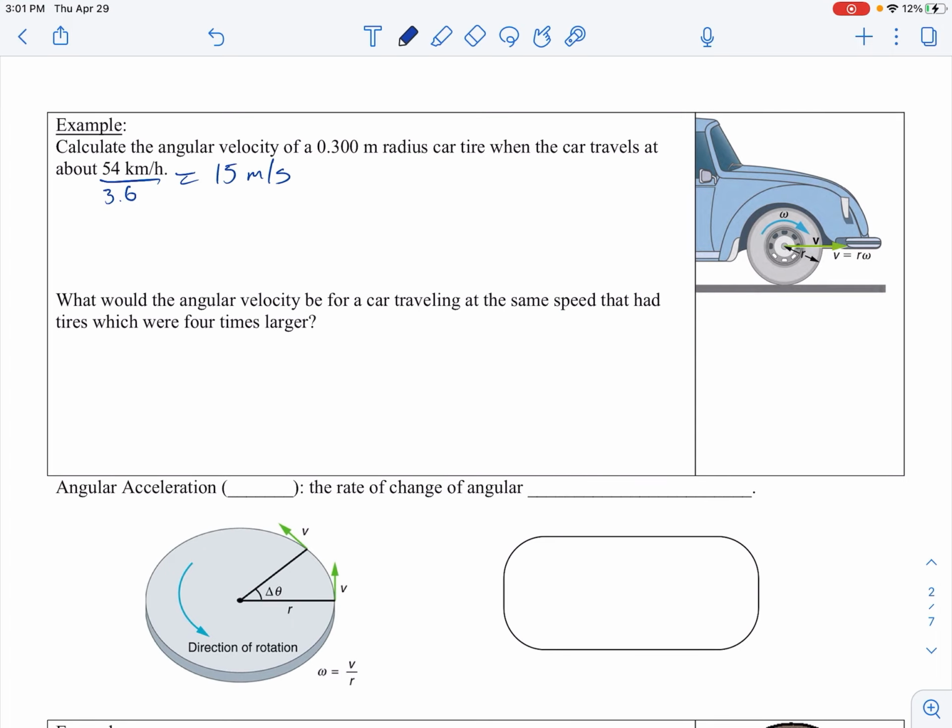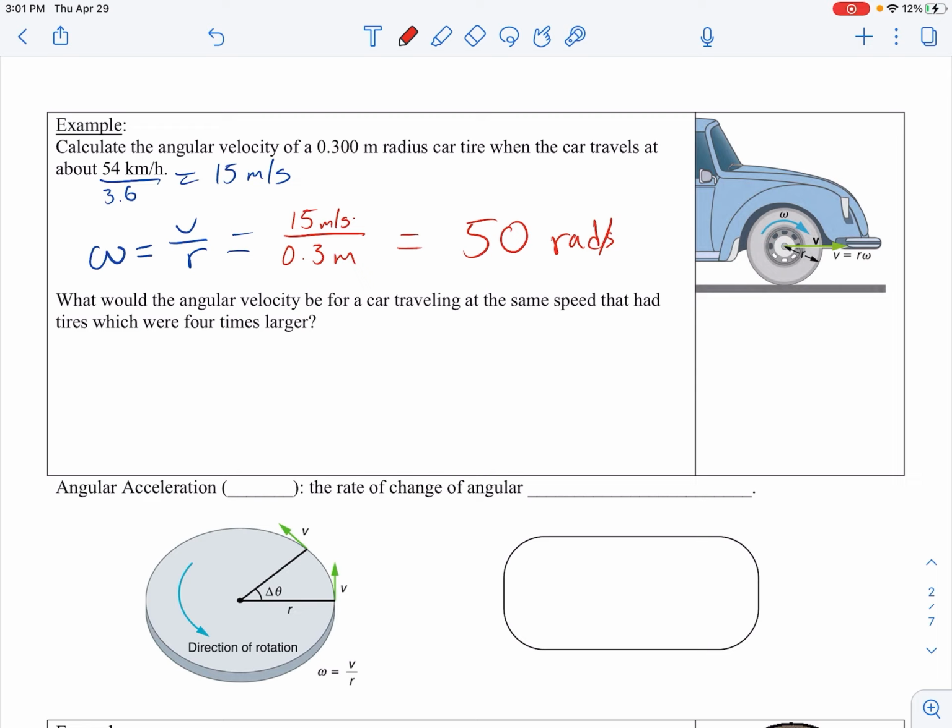All right. So we're trying to calculate angular velocity. We're going to plug it into our formula. We know the linear velocity and we know the radius. Our linear velocity is 15 meters per second, and our radius is 0.3 meters. So our angular velocity is going to be 50 rads, or radians per second.